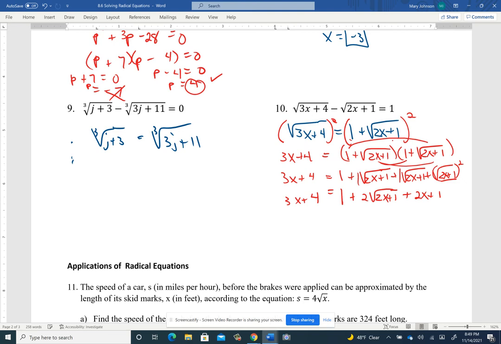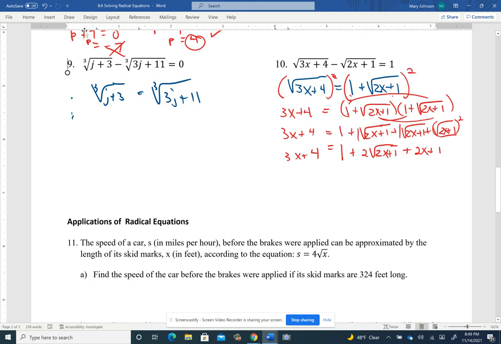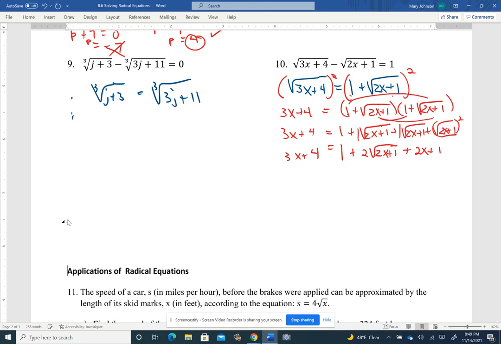All right, so what makes this problem so much harder is we still have a radical left. So to do one like this, what we're now going to do is work on getting this by itself. So I like to go ahead and simplify that right-hand side. There's a 1 here and a 1 there. So I know I have 2 square root of 2x plus 1 plus a 2x plus 2.